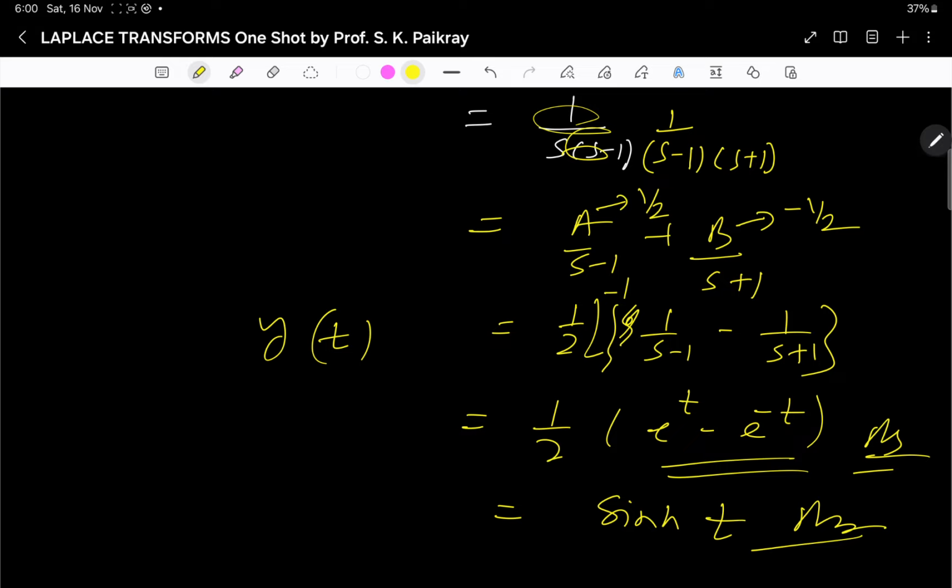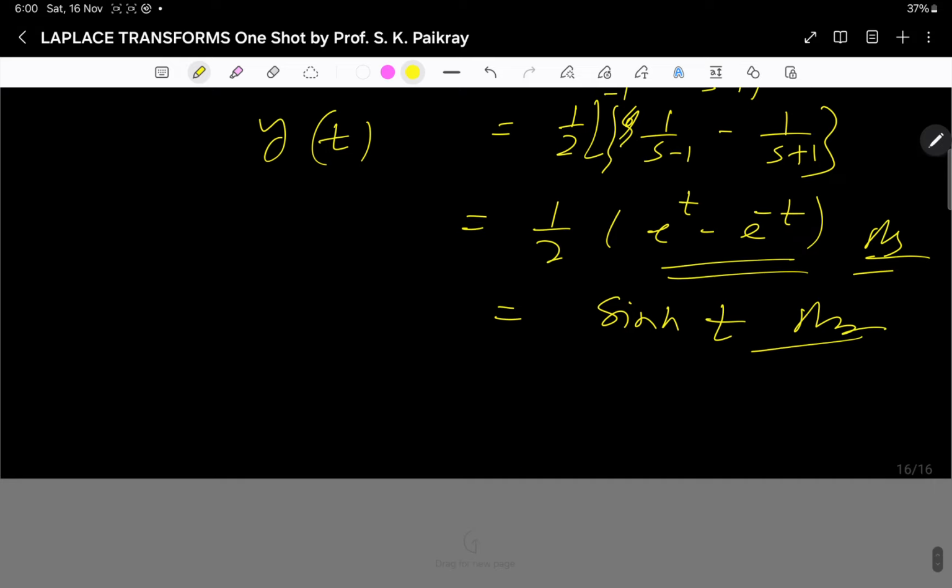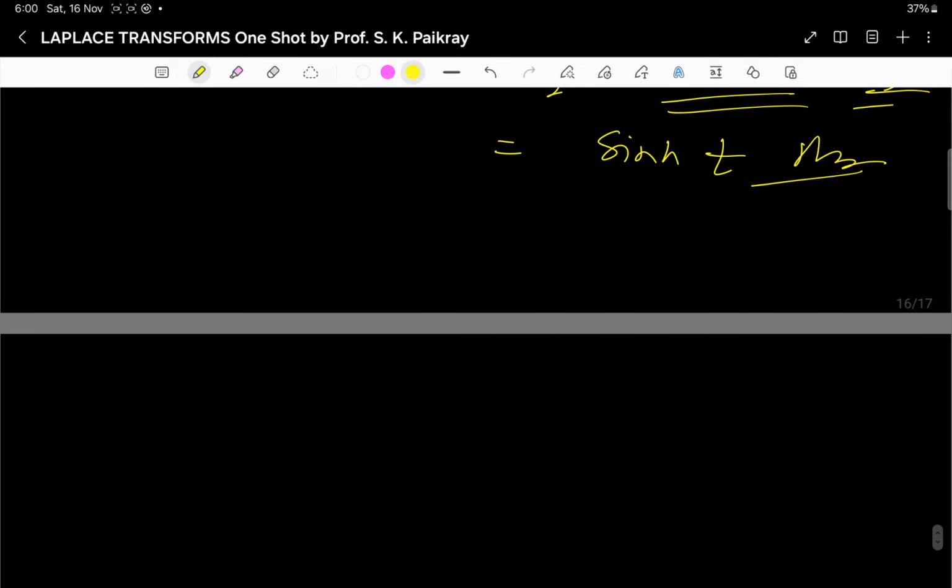Okay, so this is all about integral equations. I will just tell you one more thing: how to deal with a discontinuous function or signal.